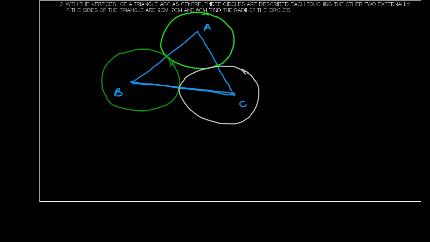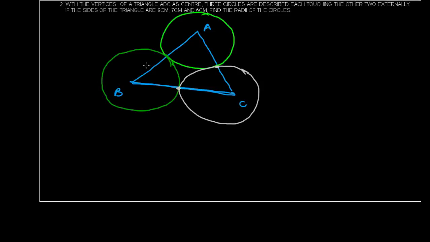Now with the vertices of the triangle ABC, 3 circles are described, each touching the other 2 externally. So you can see they are touching each other externally, right? This touches the other 2, this touches the other 2, this touches the other 2. If the sides of the triangle are 9, 7 and 6, find the radii of the circles. Please keep in mind that we don't know they are congruent circles. That means we don't know that they have equal radii, right? So please don't consider that. Now it's given that the sides are given, right? We need to find the radii of each circle.